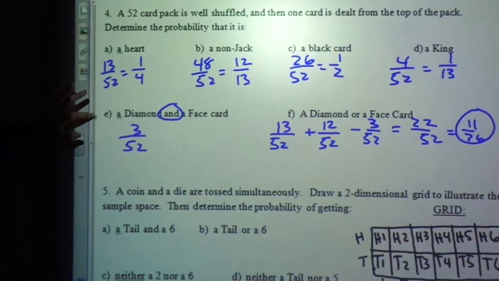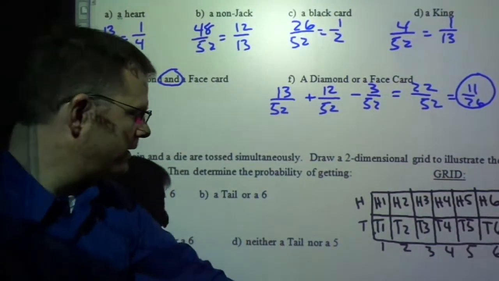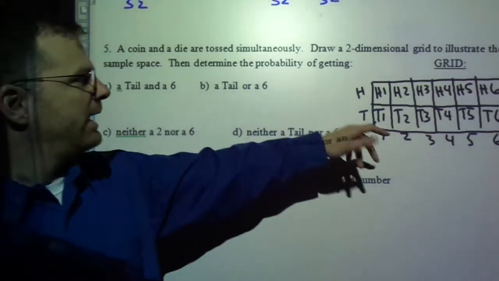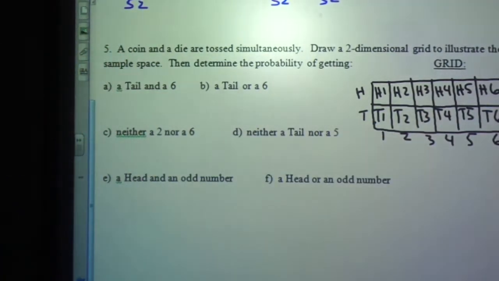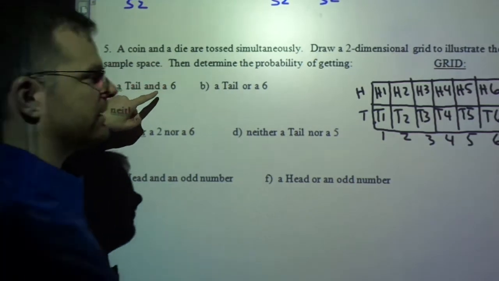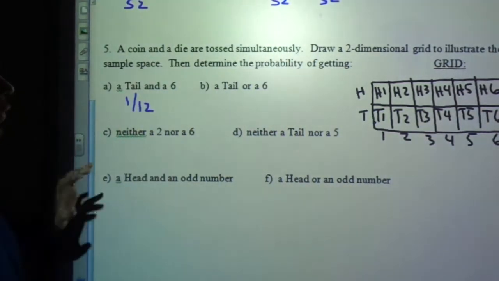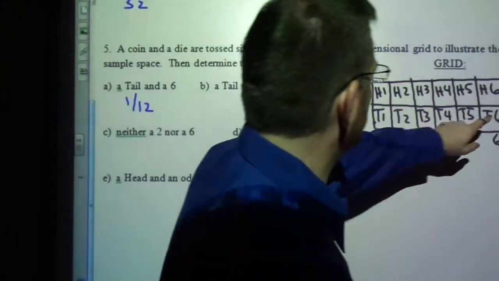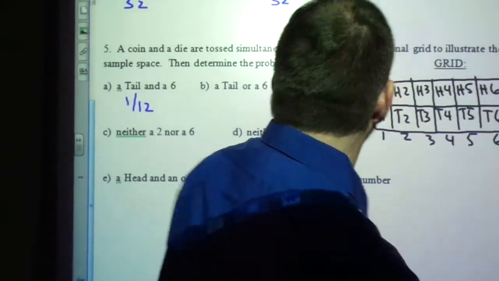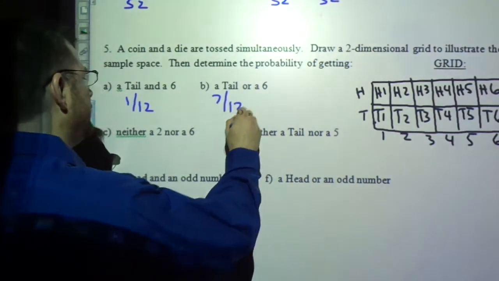Rolling a die and tossing a coin. Here's our sample space. I already drew it out. These are the possibilities of what could happen. Probability of a tail and a 6, that will be just this one, 1 out of 12. A tail or a 6 would be all the tails, there's 6 of those, plus this 6 right there, so that would be 7 out of 12.